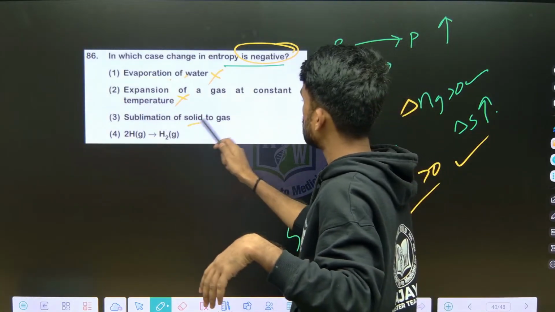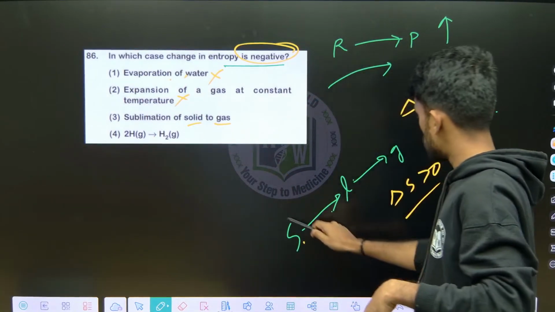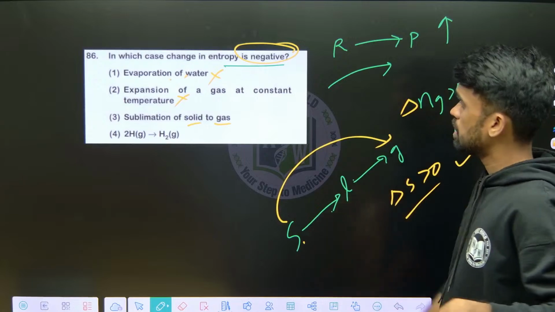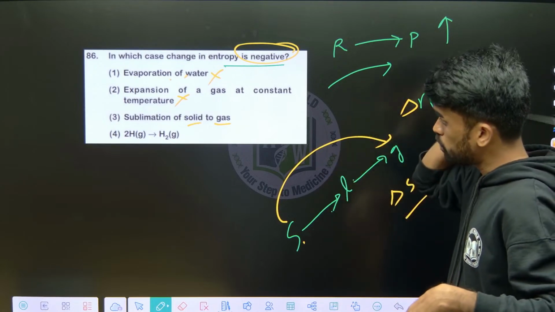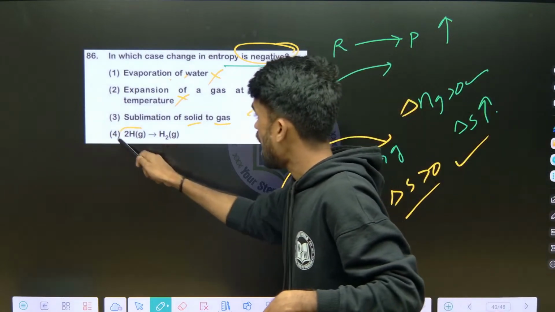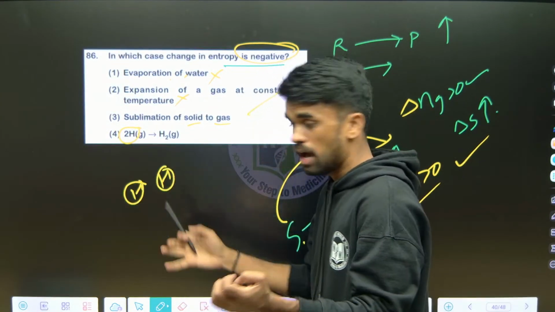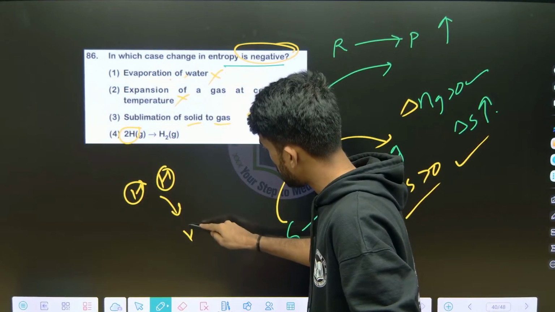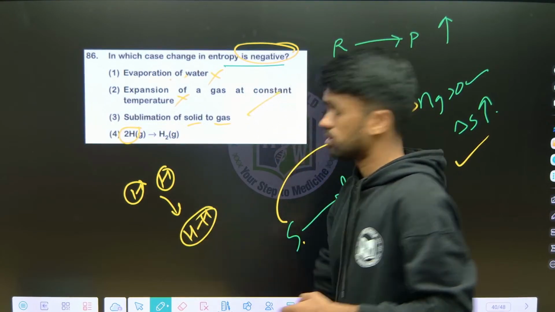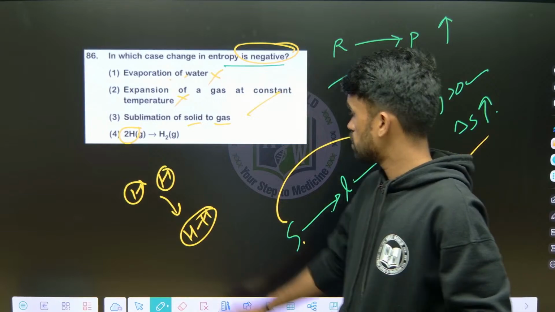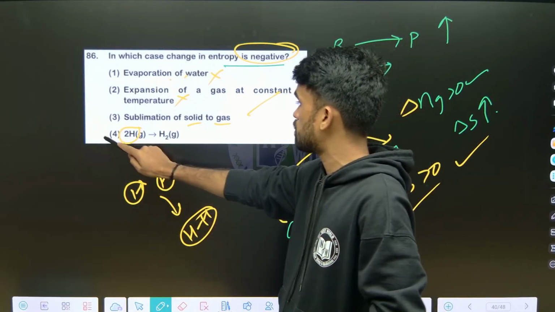Sublimation, solid to gas, what is this? Randomness is increasing only, no? So entropy increases here also. See here, two separated atoms are forming a systematic manner, forming a particular shape, a particular molecule. So it means randomness here decreases, so the fourth option, entropy decreasing.